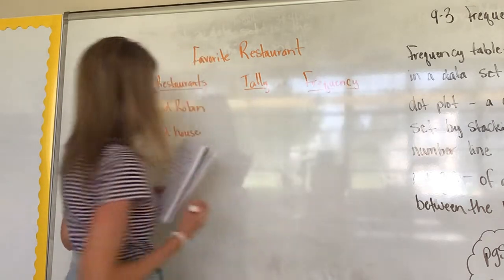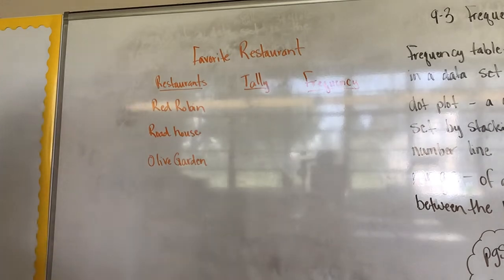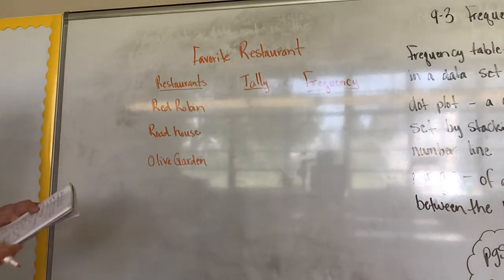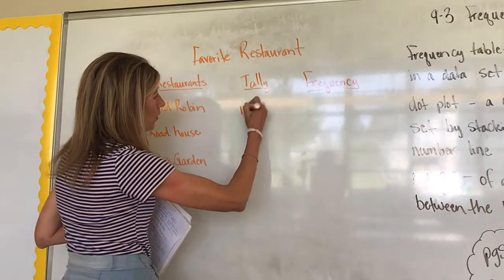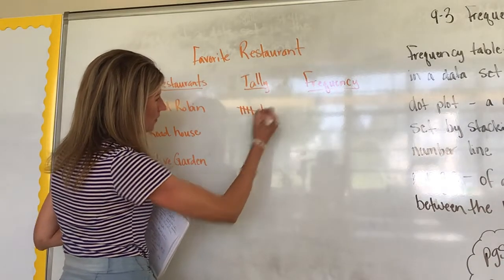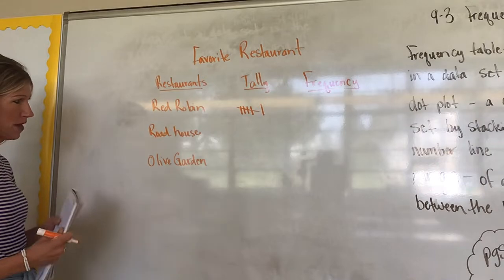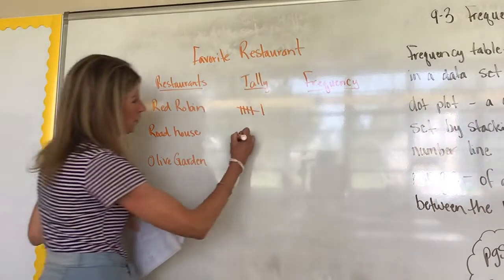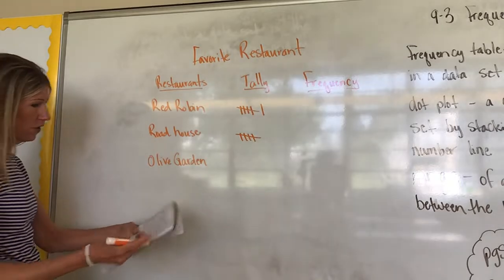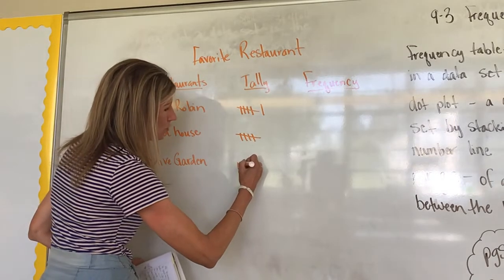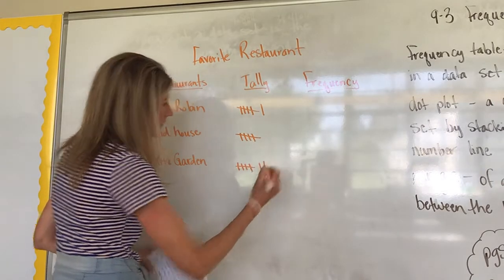Okay, so now we go around and we get to interview our classmates. And so let's say in the end, this is what we come up with. There are 1, 2, 3, 4, 5, 6 kids that say they like Red Robin the best. For Roadhouse, there's 5. 1, 2, 3, 4, 5. And then let's say for Olive Garden, there's 7. 1, 2, 3, 4, 5, 6, 7.